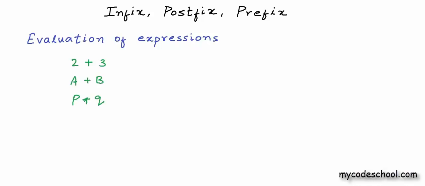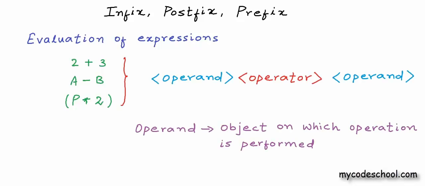I have written some simple arithmetic expressions here. An expression can have constants, variables, and symbols that can be operators or parentheses, and all these components must be arranged according to a set of rules, according to a grammar, and we should be able to parse and evaluate the expression according to this grammar. All these expressions that I have written here have a common structure. We have an operator in between two operands.